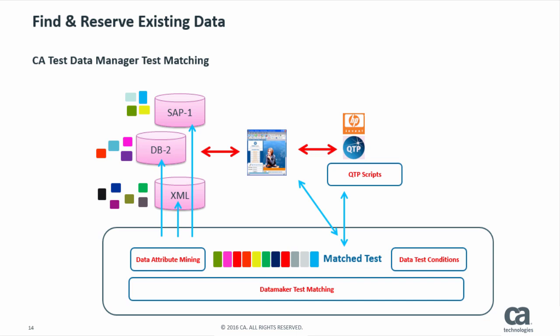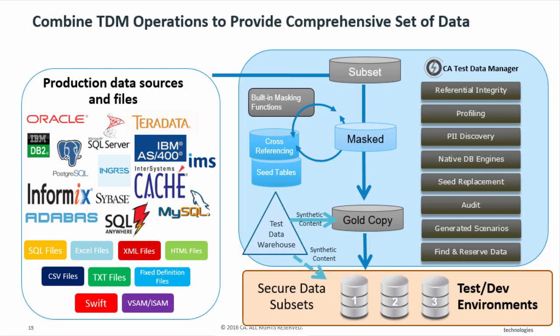Of course, it is rare for these steps to run in isolation. We're not just going to subset data, we're not just going to mask data, we're not just going to perform a find and reserve on data. We need to combine these operations together. We'll likely need to combine these operations across different data stores and across different platforms. And one of the best practice approaches to do that is something we call a gold copy.